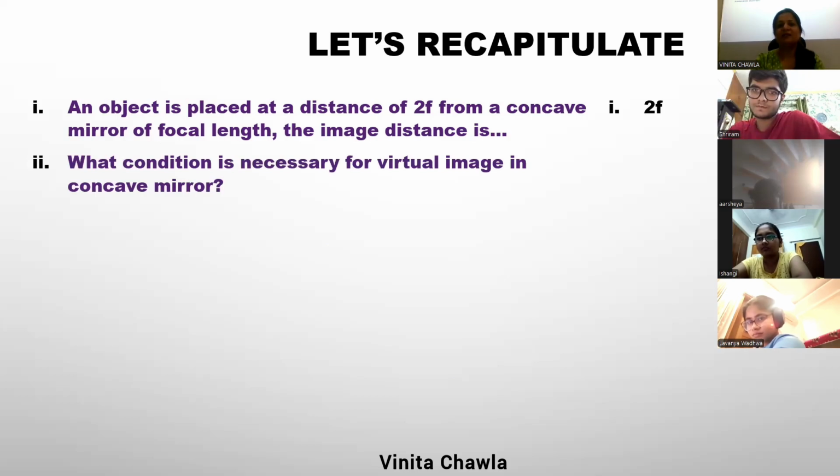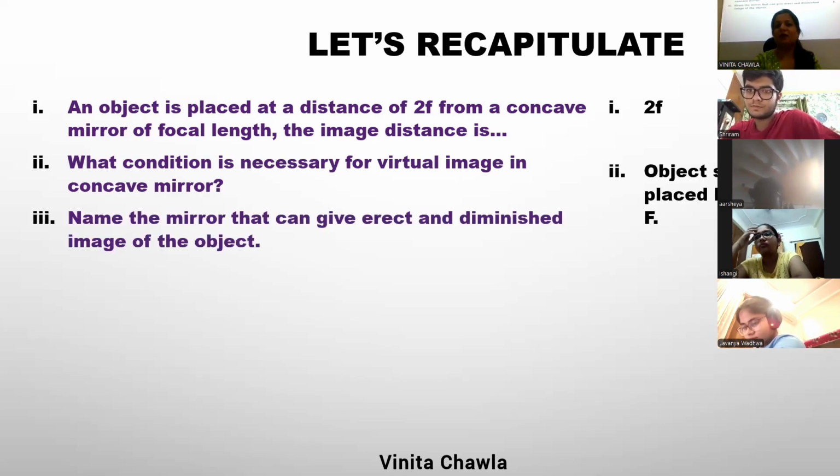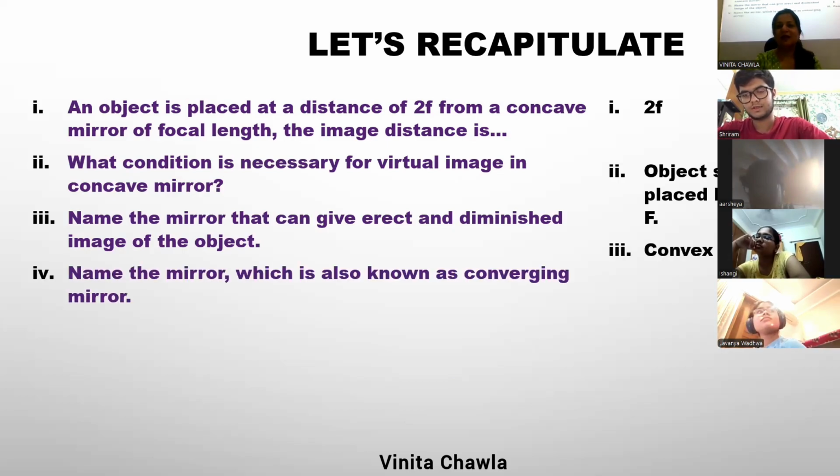What condition is necessary for virtual image in concave mirrors? Object should be placed between focus and pole. Yes. Name the mirror that can give erect and diminished image of the object. Convex. Yes, it's convex mirror. Which mirror is also known as converging mirror? Concave mirror.